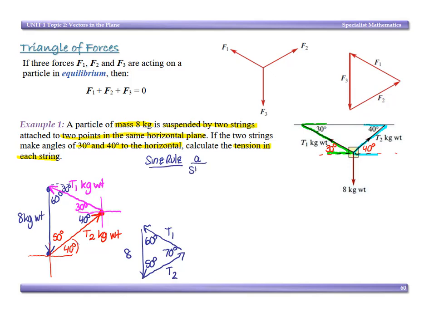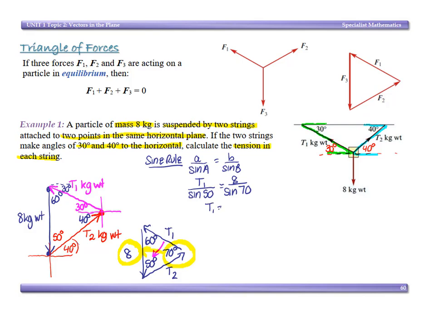Finding sides, so A on sine A equals B on sine B. Pick something you're going to work with first. I'm going to work with T1. So T1, look opposite T1, so that's 50 degrees. So T1 on sine of 50 is going to be, pick our matching. What do we have that matches? We're going to have to use that one. So that equals 8 over sine of 70.